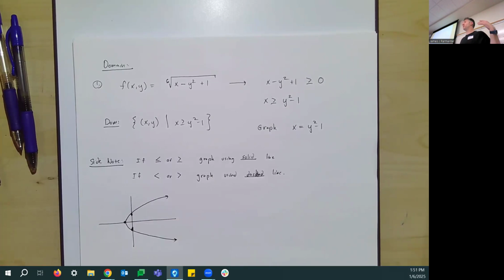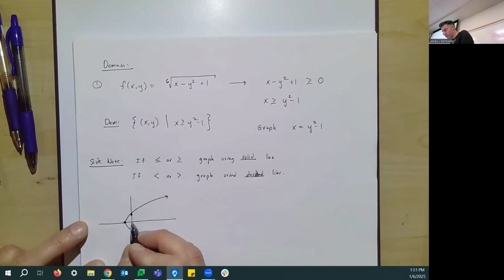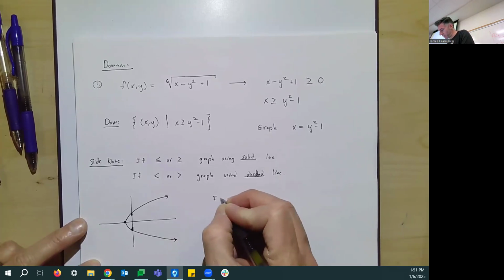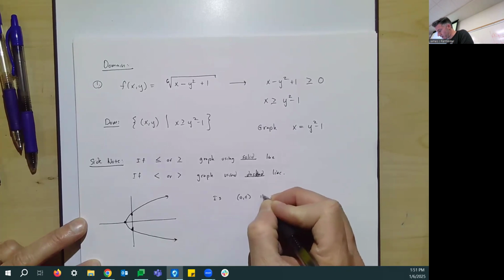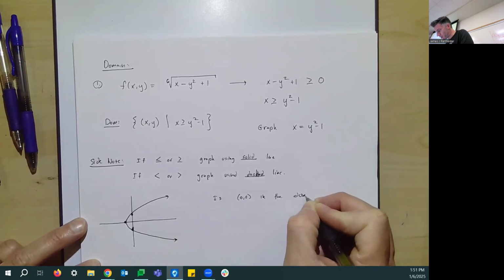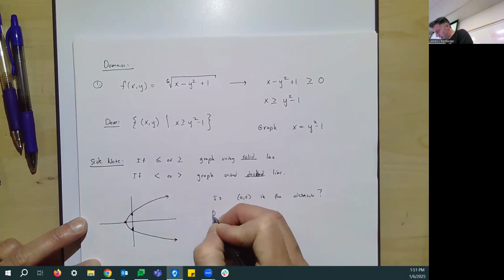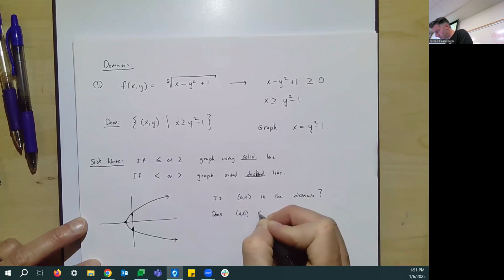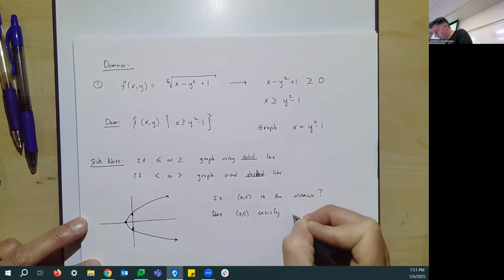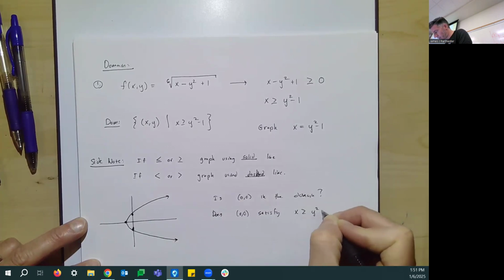The easiest way to know this is to test a point that's not on the boundary. Test any point you like that you can clearly identify as not on the boundary. Pick something easy, like the origin, or the point (1, 0), or the point (-2, 0). If I pick (0, 0), the question is: is (0, 0) in the domain? Or in other words, does (0, 0) satisfy x bigger than or equal to y squared minus 1?